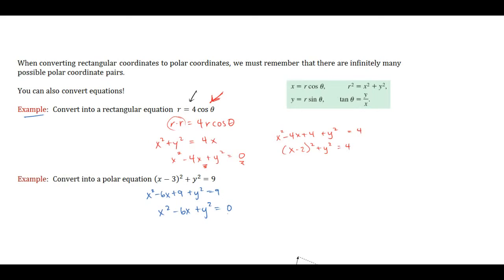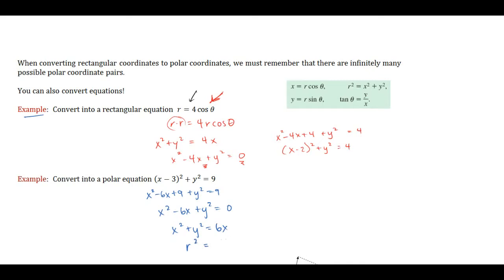I would kind of like to move the 6x to the other side, so I have x squared plus y squared equals 6x. And now remember what our whole goal is. We're trying to get rid of all the x's and y's, and we're trying to get r's and thetas into this equation. So you look over at your little cheat sheet, and you notice that x squared plus y squared, hey, that's just r squared.